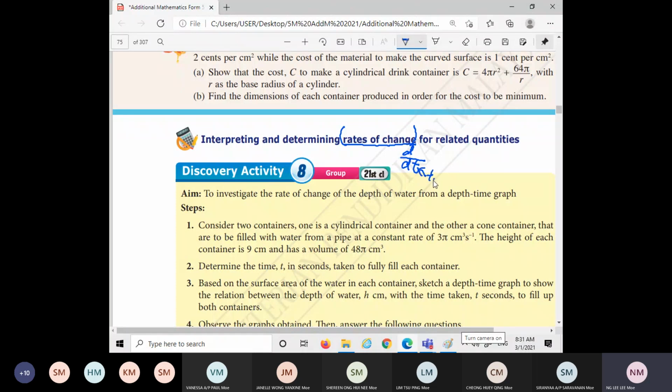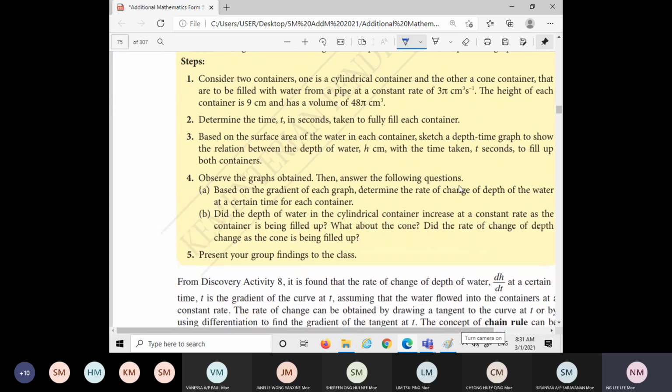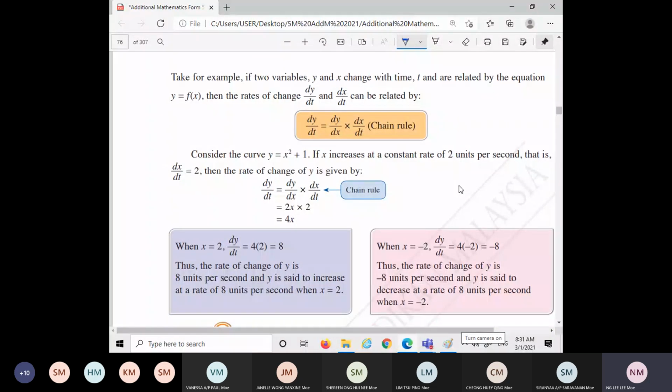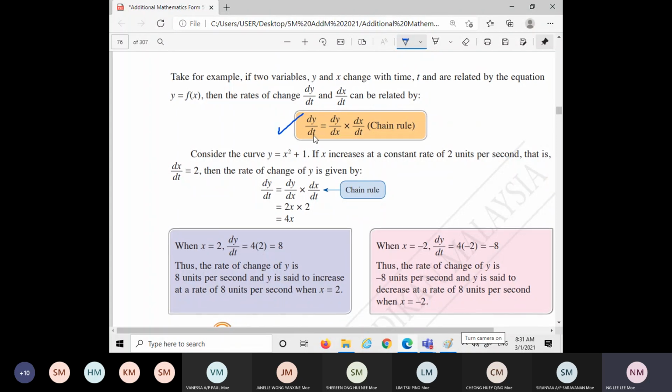T means time. This one maybe you can write in your notes. So this one will involve the chain rule. Remember, when we do differentiation, we have quotient rule, product rule, and chain rule. So you see this chain rule. Usually you will see that rate of change always is dt.